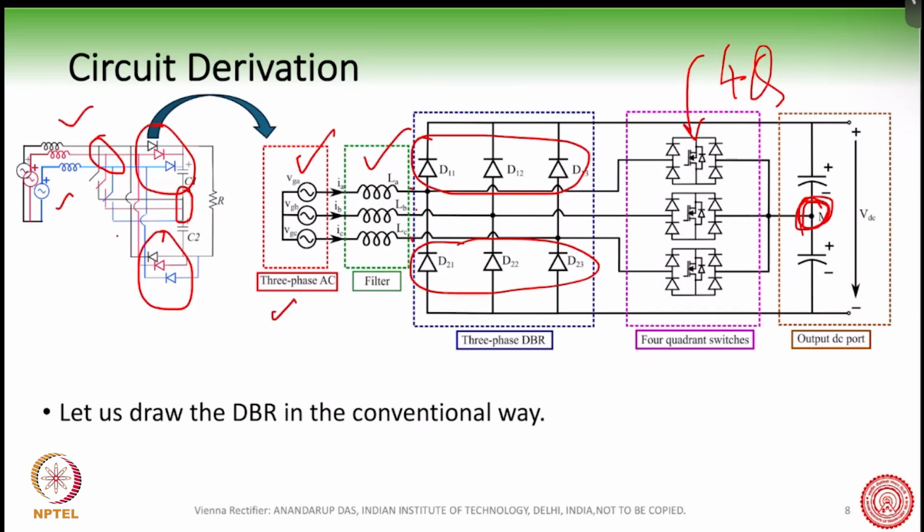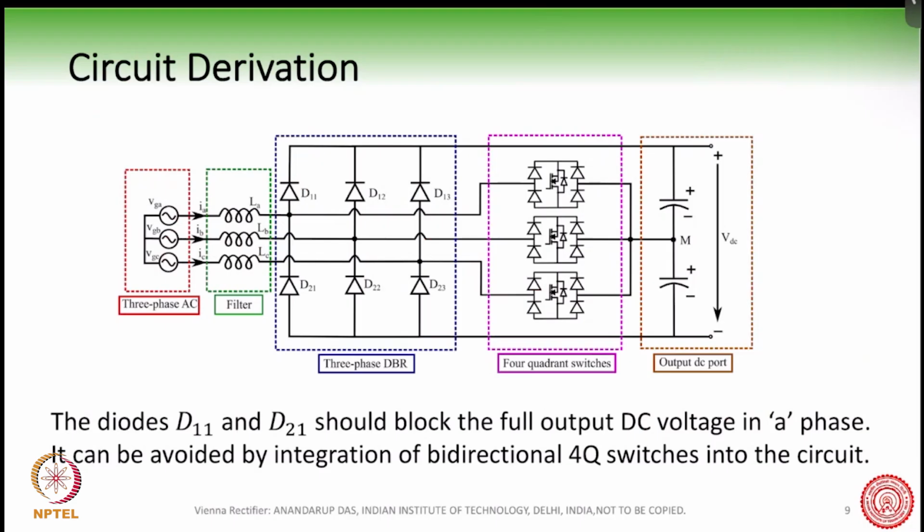You have a three-phase AC, you have the filter, these inductors, and the three-phase diode bridge rectifier, four quadrant switches, three of them, and the output DC port. So this is basically one format of the Vienna rectifier.